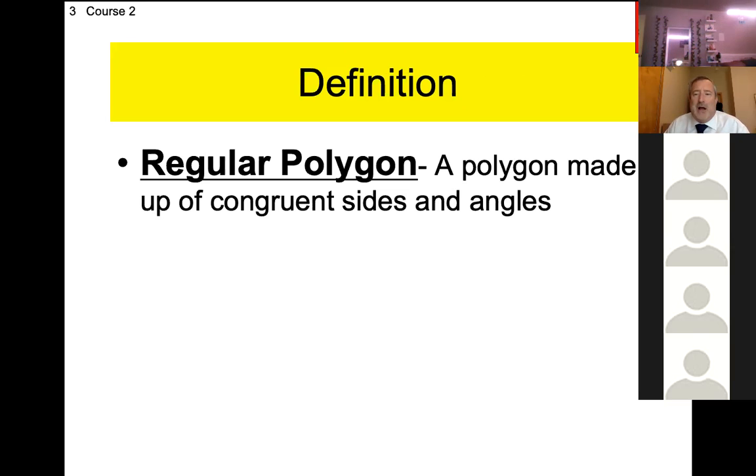A regular polygon is a polygon made up of congruent sides and angles. That means if you're a regular polygon, all the sides have the same measurement. So for instance, if one side is 5 centimeters, all the sides are 5 centimeters. And what confused me in 8th grade is this angle thing. So it says all the sides and all the angles are congruent. For some reason, I thought that the angles and the sides had the same measurements, meaning like if the side was 5, the angle is 5. That's not what it says. It just simply says that the sides are congruent and the angles are congruent.